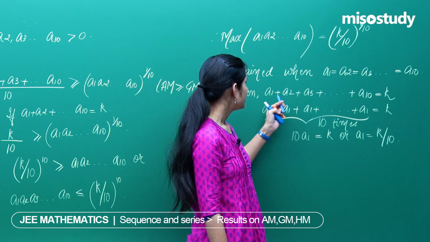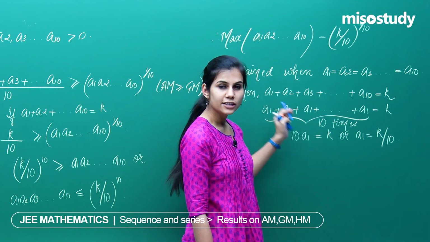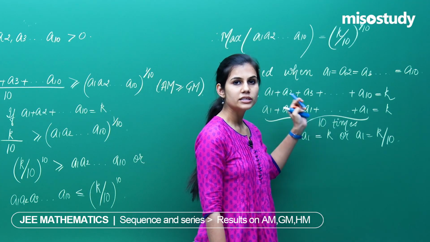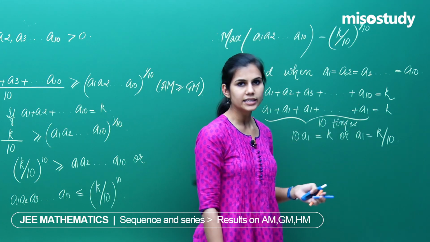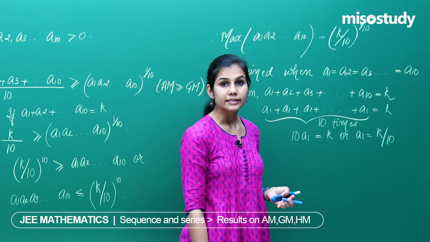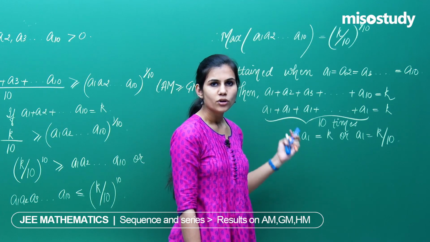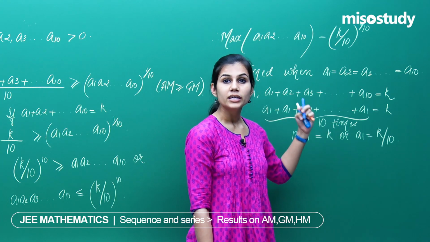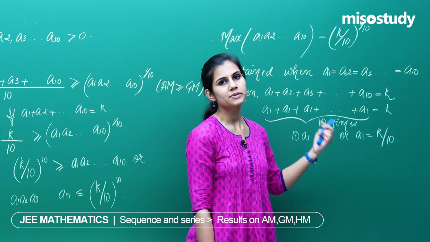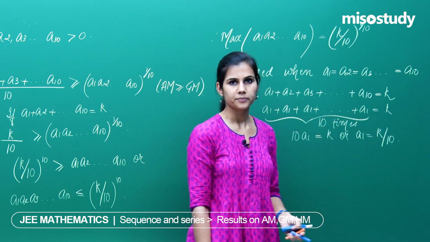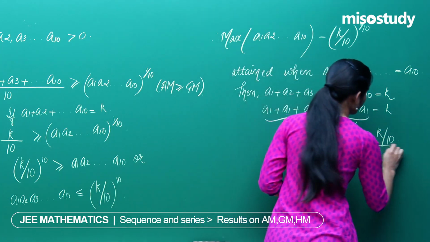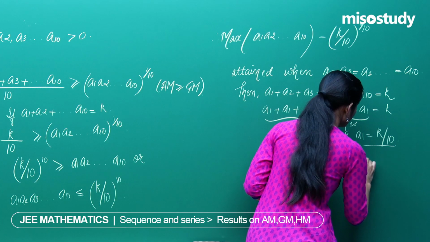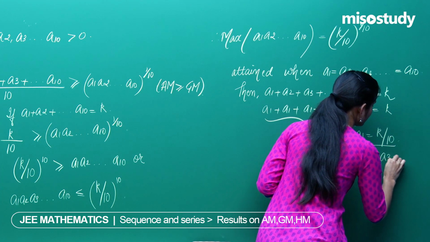Similarly, if A1 is K upon 10, A2 is K upon 10, A3 is K upon 10, A4 is K upon 10 and so on, A10 is K upon 10, only then you can have K upon 10 plus K upon 10 plus K upon 10 ten times, that is 10 times K upon 10 is going to give you K. So A1 is K upon 10, which is equal to A2, which is equal to A3 and so on, which is equal to A10.